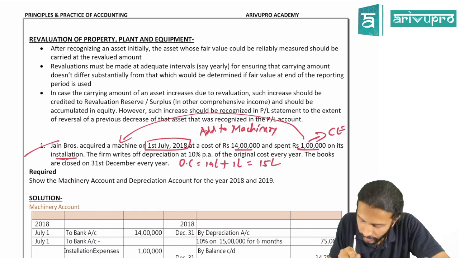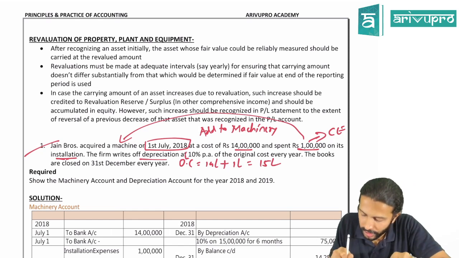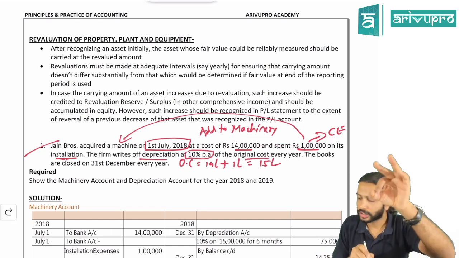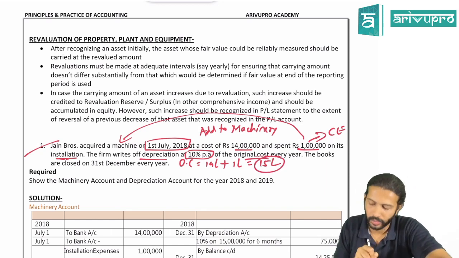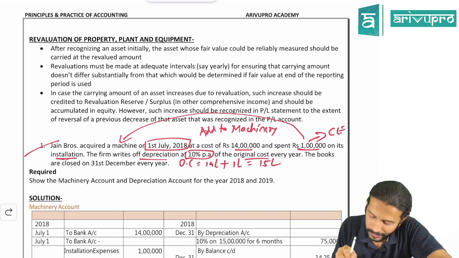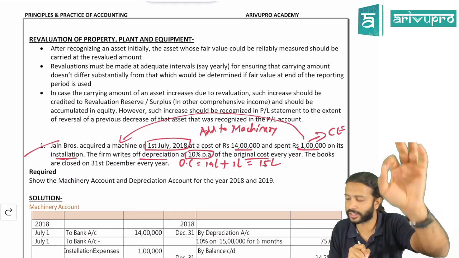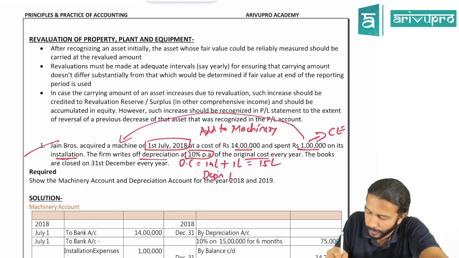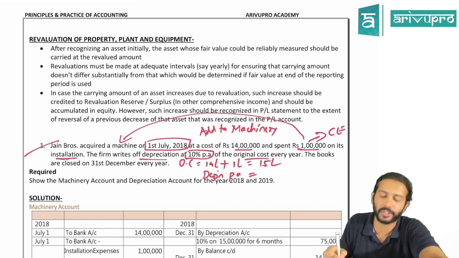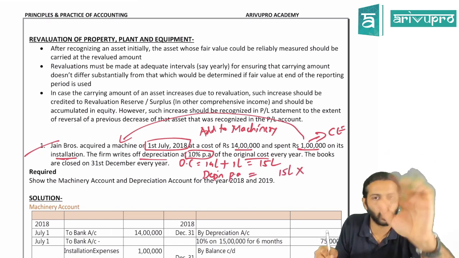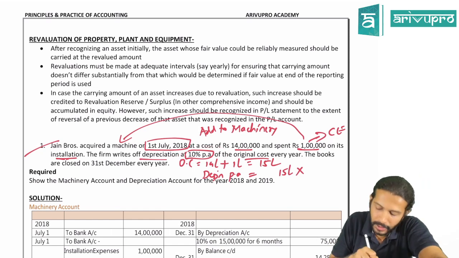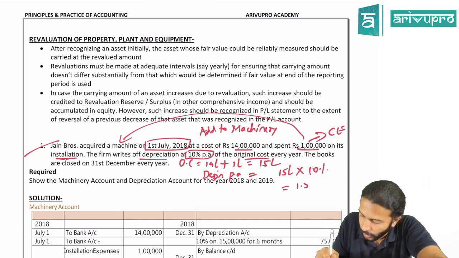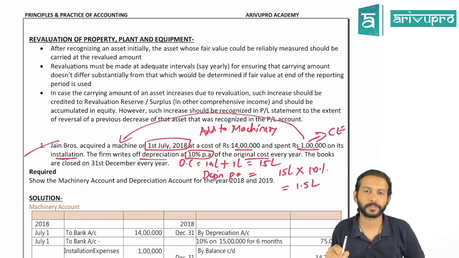The firm writes off depreciation at 10% per annum of the original cost every year. So what is the original cost? 15 lakh. And how much is depreciation they're telling? Depreciation is 10% on the original cost. That means, can you tell me what is the depreciation per annum? Meaning every year, how much will be depreciation? 15 lakh is the original cost. Of that, they're saying 10% is depreciation. So 10% of 15 lakh is how much? 1.5 lakh. Yes or no?